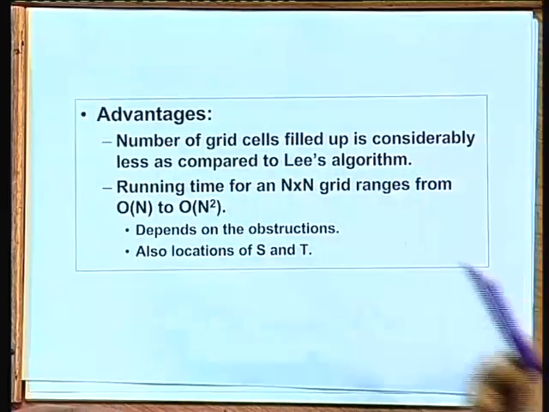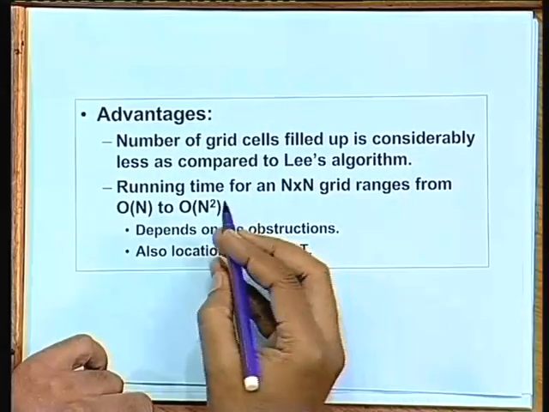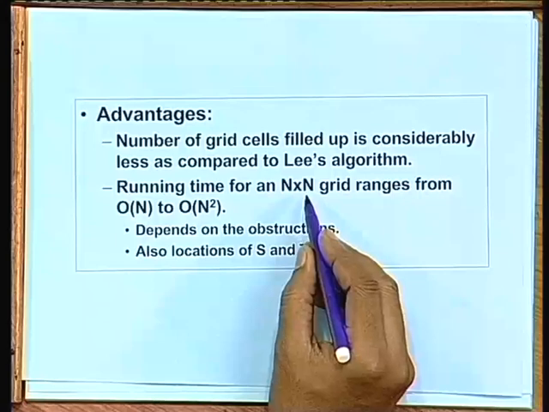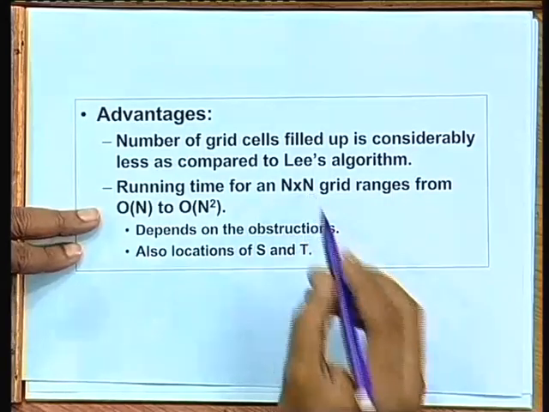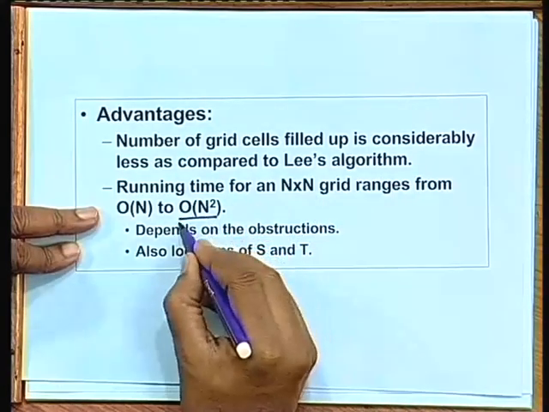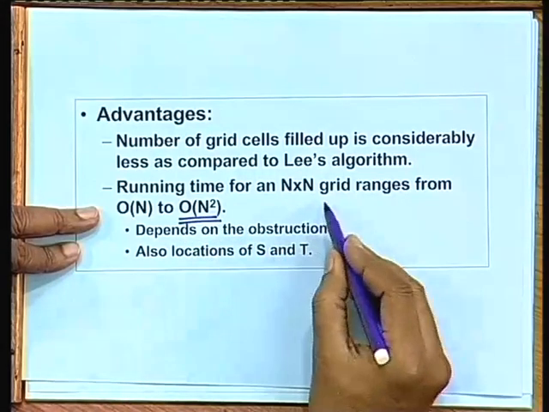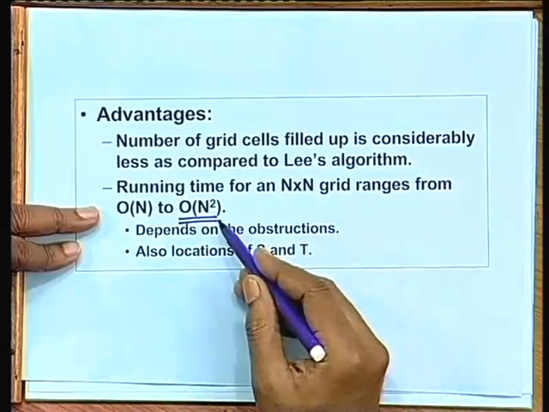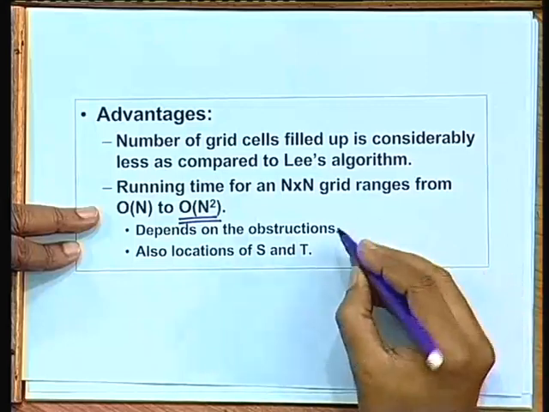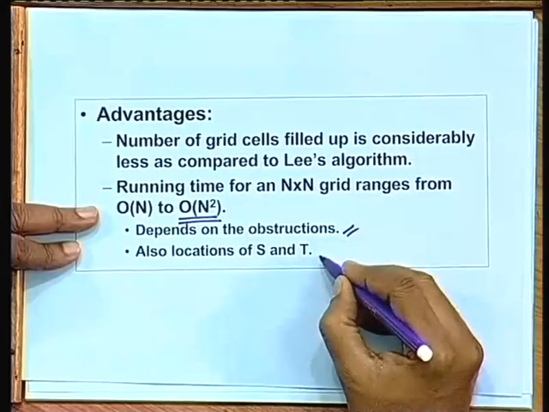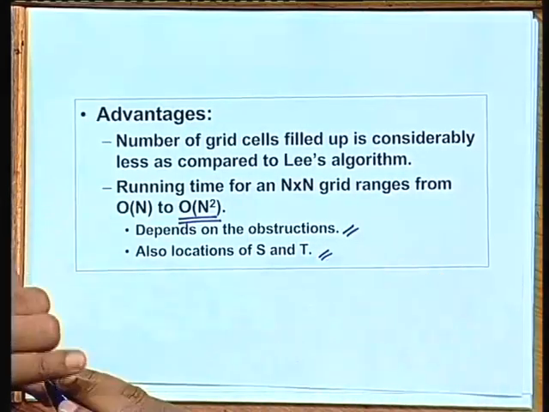Now, as I said that the number of grid cells filled up is considerably less as compared to Lee's, but running time though it is less as compared to Lee's algorithm in general, but in the worst case this can also go up to n square for an n by n grid. And so, the worst case complexity is not reducing, it really depends on the obstructions and also the locations of S and T. Okay.